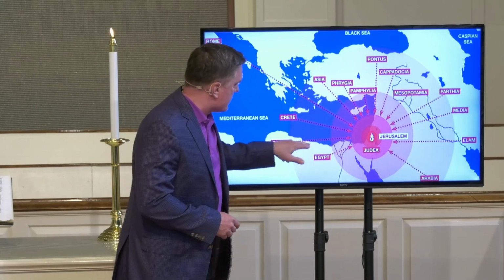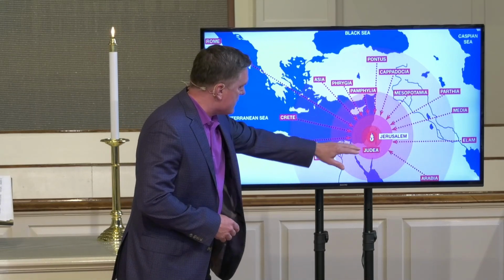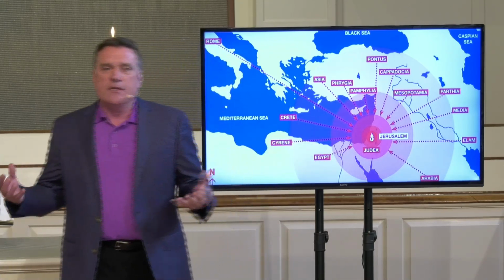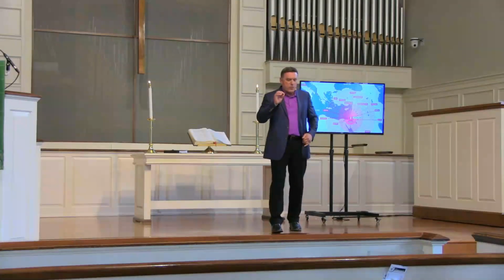Cyrene is the area of Libya, and Egypt is here. This is northern Africa. And so all of these different cultures come together. And I think what we have here really is a picture of the church that God intends. It's a picture of what God wants the church to be, a big tent kind of Christianity church. In fact, think about what it's going to be like before the throne.